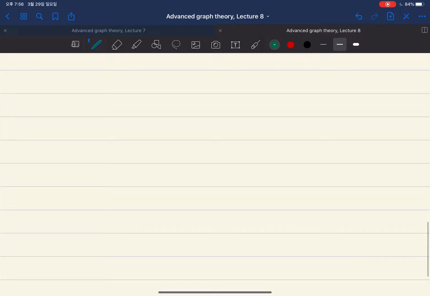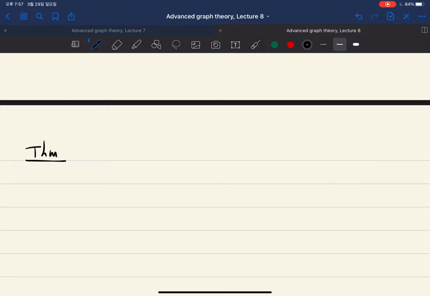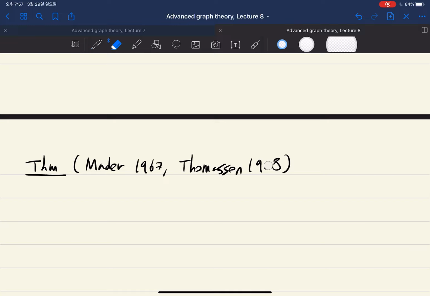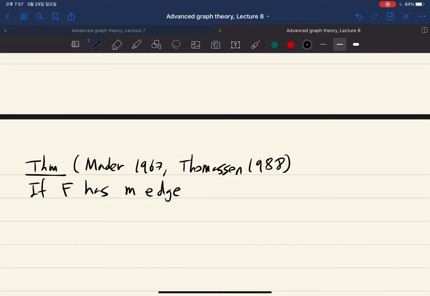So that's our first goal. Can you prove that if G is highly connected, then G contains a subdivision of a complete graph, or more generally, a subdivision of a given small graph? It's known, proved by Mader and Thomason, that this is the case. Even the high connectivity is not necessary. A weaker condition is sufficient. A weaker condition on the minimum degree is sufficient.